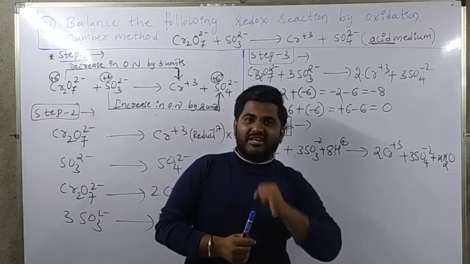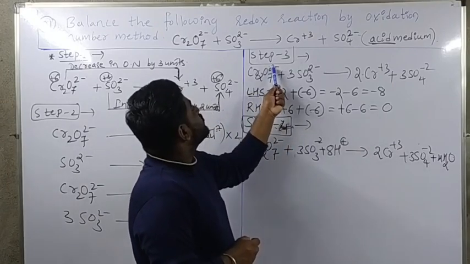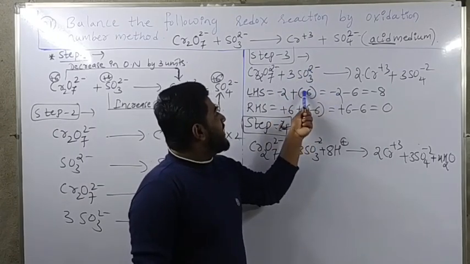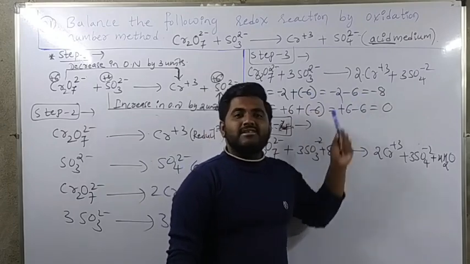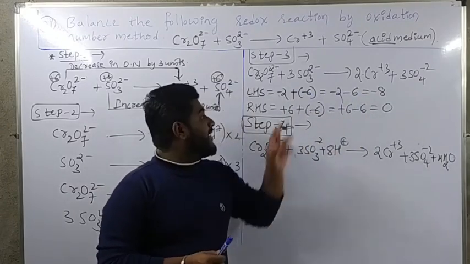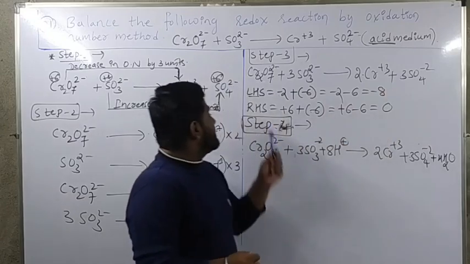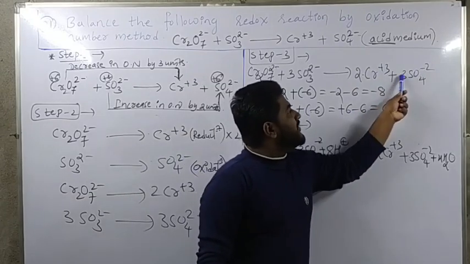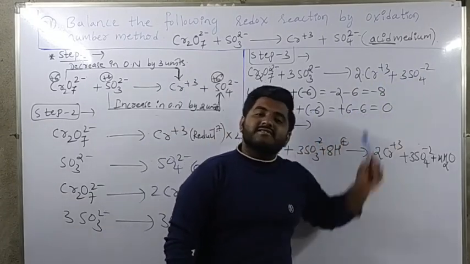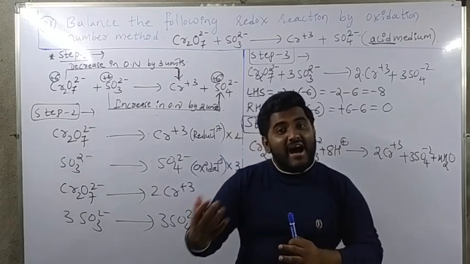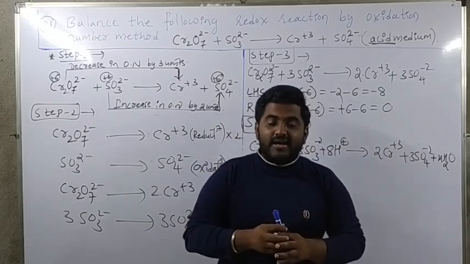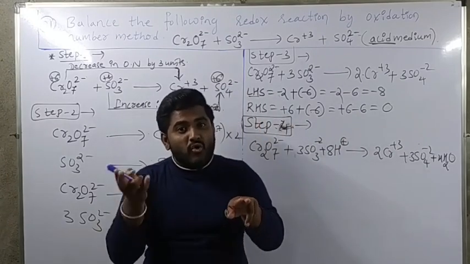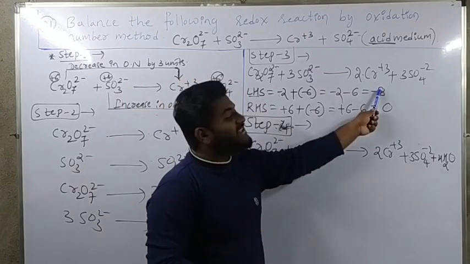How to balance? First you have to check the charge. In the LHS side the overall charge is minus 2, and minus 2 into 3 is minus 6. Minus 2 as it is, plus minus 6, so minus 2 and minus 6 you will get minus 8. Similarly on the RHS side, plus 3 into 2 is plus 6, minus 2 into 3 is minus 6, so plus 6 minus 6 is 0. That means in LHS minus 8, RHS 0. Then how to balance? In the LHS side we want 0. We are having minus 8. So minus 8 becomes 0 only when it is added to plus 8. So minus 8 is there, we want 0.